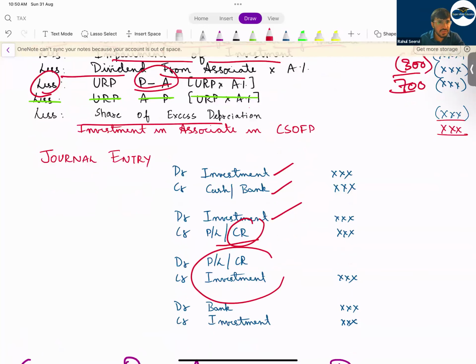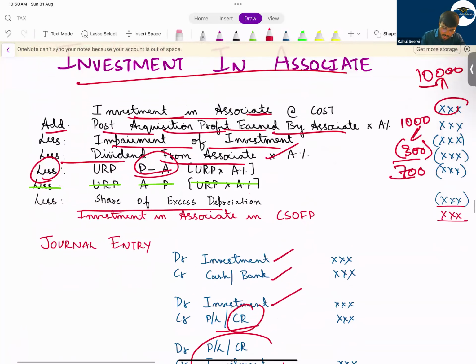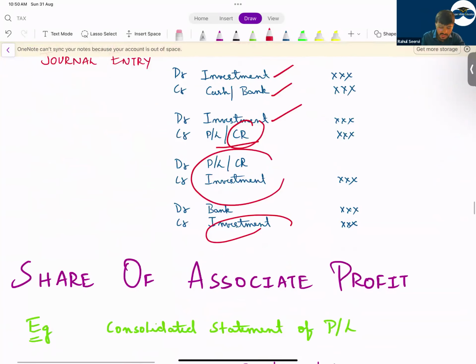So if there is an impairment loss, we will say it's a loss and we will reduce the investment value. And once you receive the dividend, you reduce the value of investment and cash is coming in. This will not affect your consolidated retained earnings, understand?